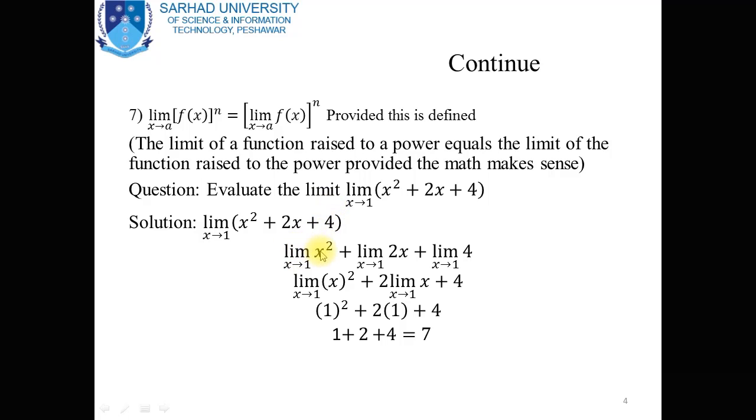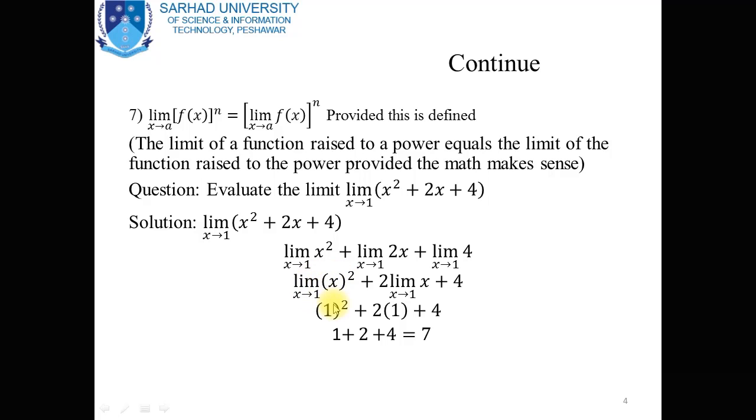Limit x tends to 1 for x square plus limit x tends to 1 for 2x plus limit x tends to 1 for 4. Now you see over here a constant term and a function are in multiplied form, so applying the limit on x, now limit x tends to 1 for x square.